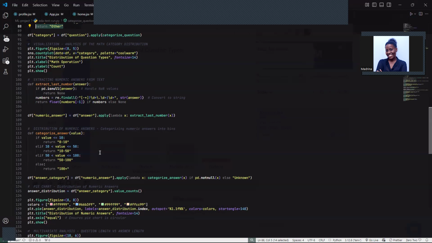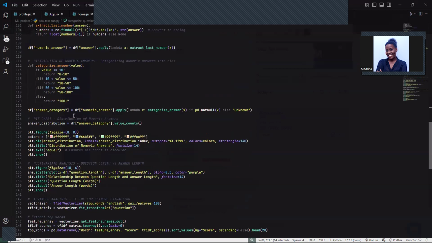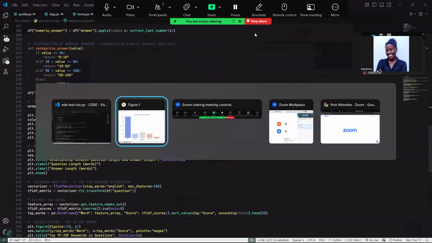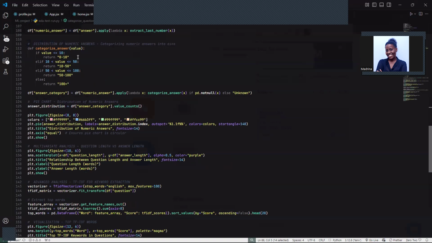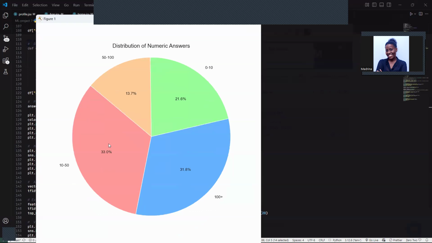which the student has to decode and calculate and get answers from. So as we can see, we first categorize these answers and then we develop a pie chart that will help us visualize this. From this, we can see that we have a distribution from 0 to 10, 10 to 50, 50 to 100, and 100 plus. From this pie chart, we know that most of the answers are going to lie between 10 and 50. Then the second largest, maybe the answers will be 100 plus.